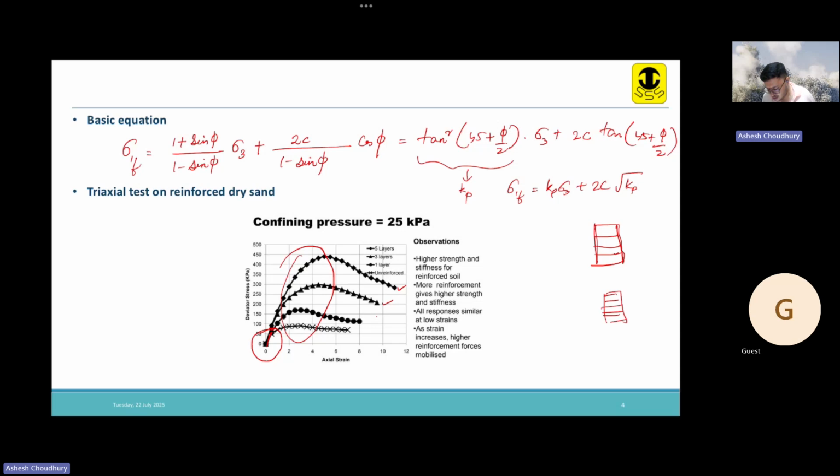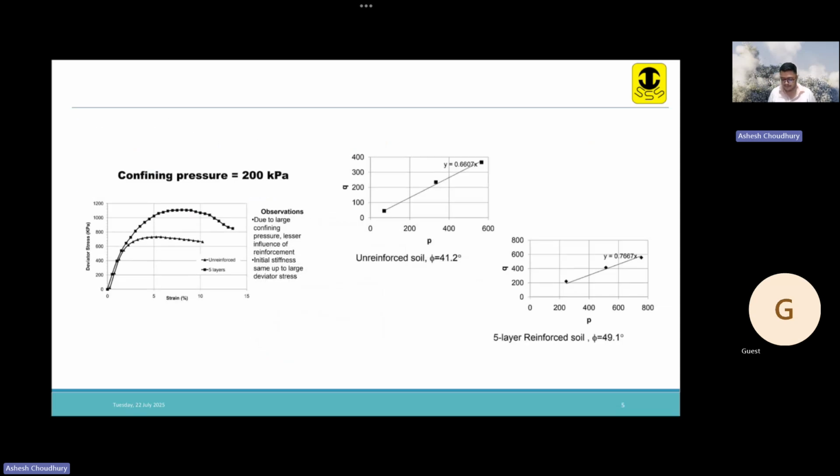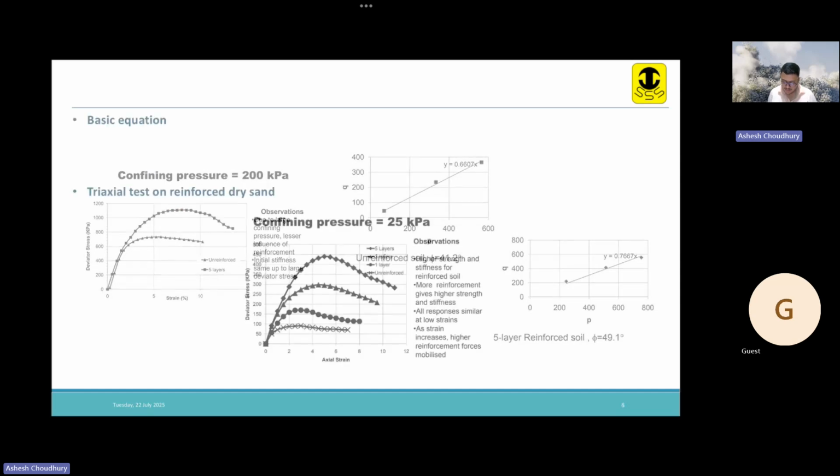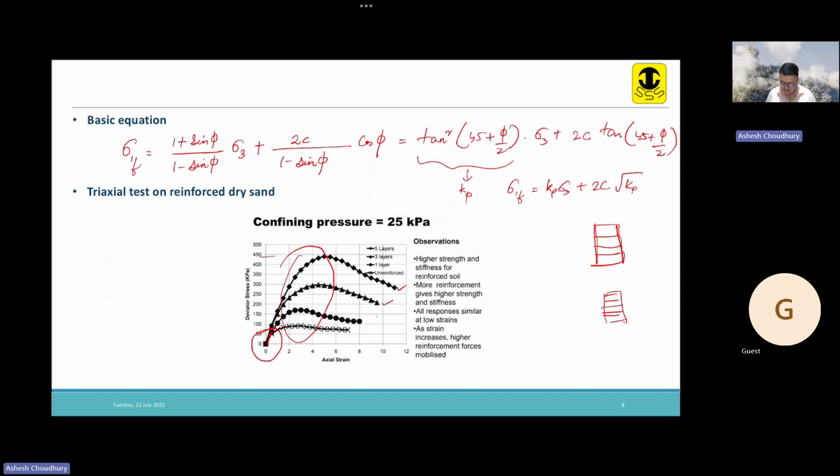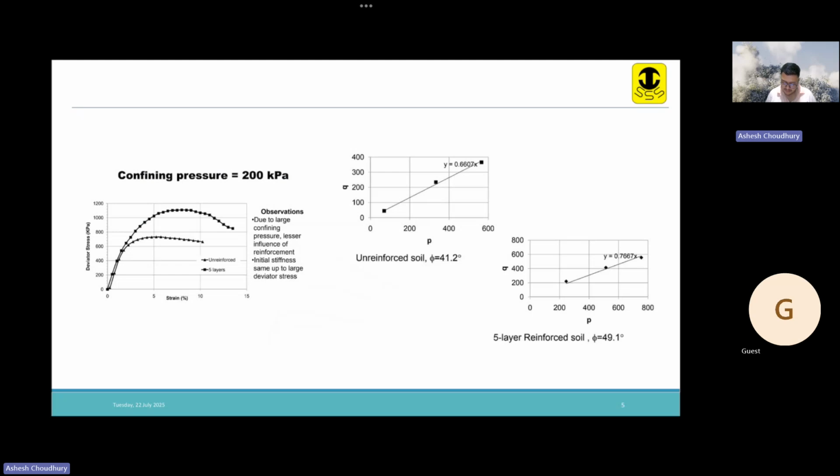Now this was for a confining pressure of 25 kPa. Now if we increase the confining pressure, obviously it is going to fail at a higher load. Before, at 5 layers, it failed at around 450. Now at 5 layers, it is failing at around 1100 kPa deviatoric stress. So as the confining pressure increases, obviously it is going to fail at a higher load, right?